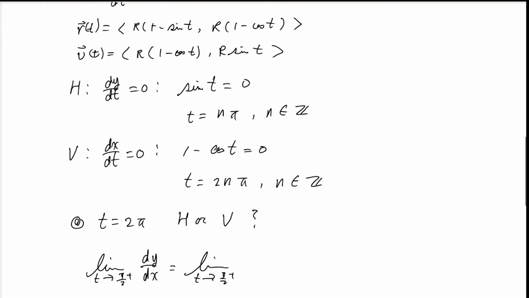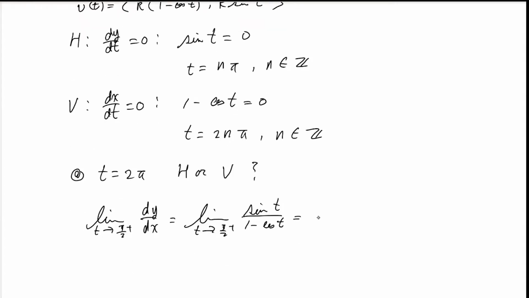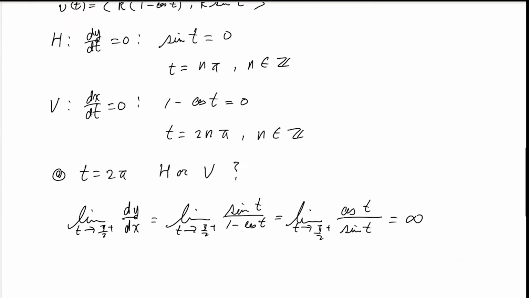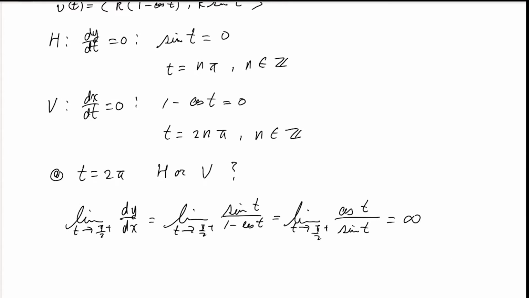And then we have the numerator, which is sine t, over the denominator, which is 1 minus cosine t. And since it's 0 over 0, that's how we got this. So that's got to be the same thing as the derivative, which is cosine t, over the derivative of this, which is sine t, right? And then do you see this is cotangent, this is infinity, right? Wait, this is not infinity. What am I saying?